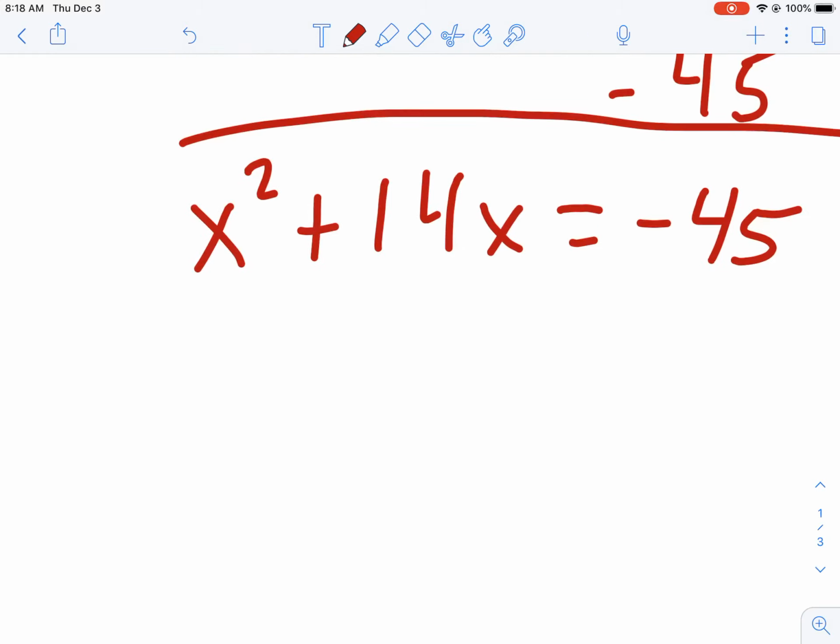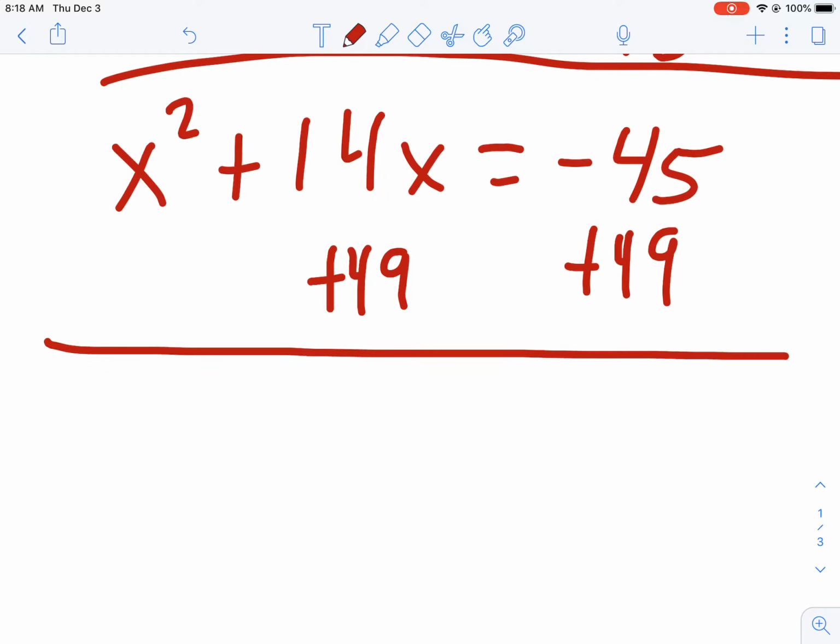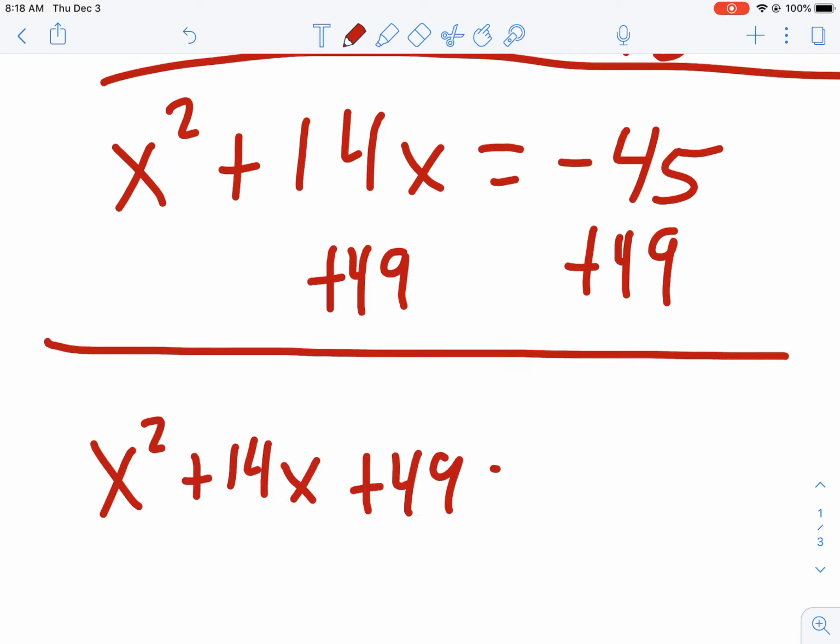So now we're going to add 49 to both sides. We have to add it to both sides because we have to keep our equations equal. So we add 49 to both sides. Negative 45 plus 49 is 4.